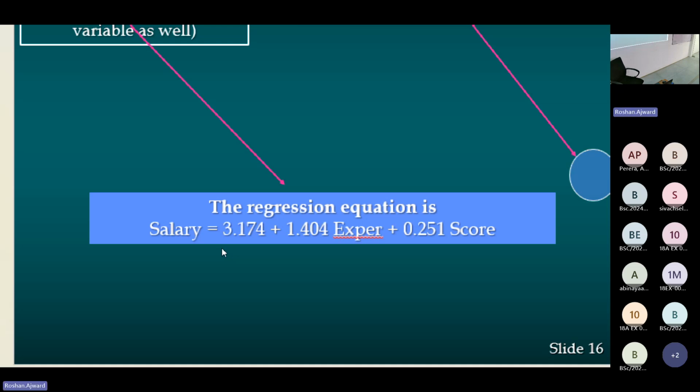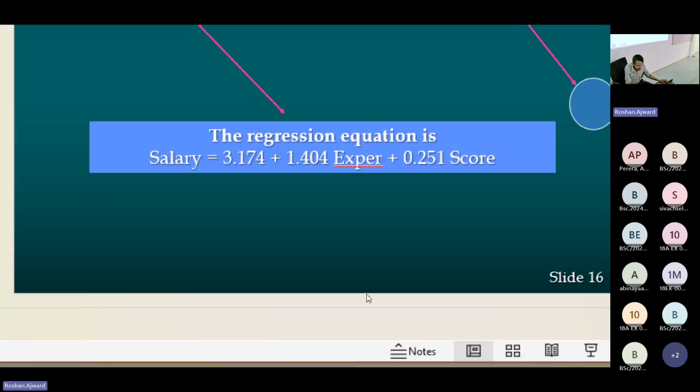Right. Good question. So do the prediction. Very easy. The experience is 10, so substitute 10: 1.404 into 10, then 0.251 into 50. Then you will get the salary. So let's do the computation.